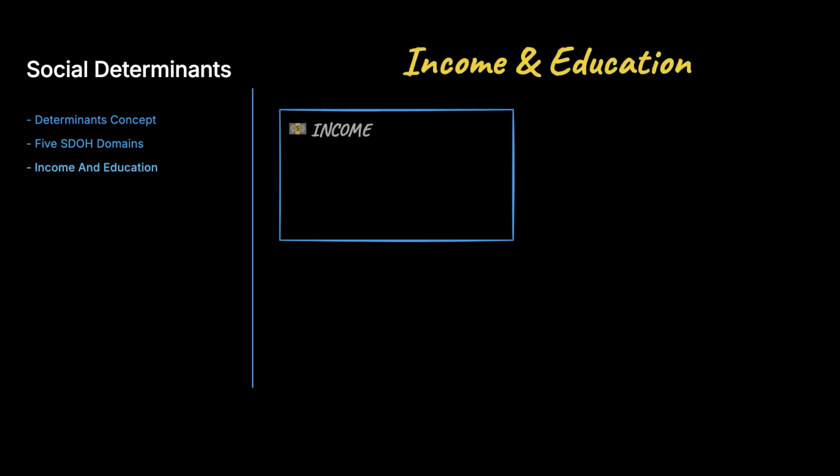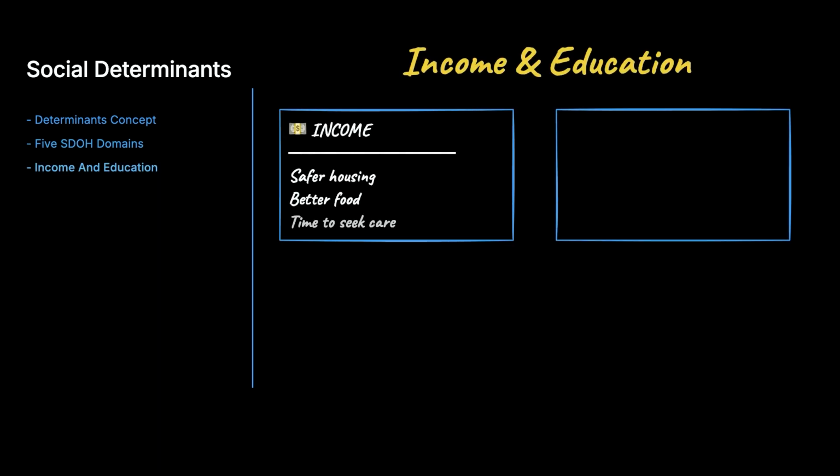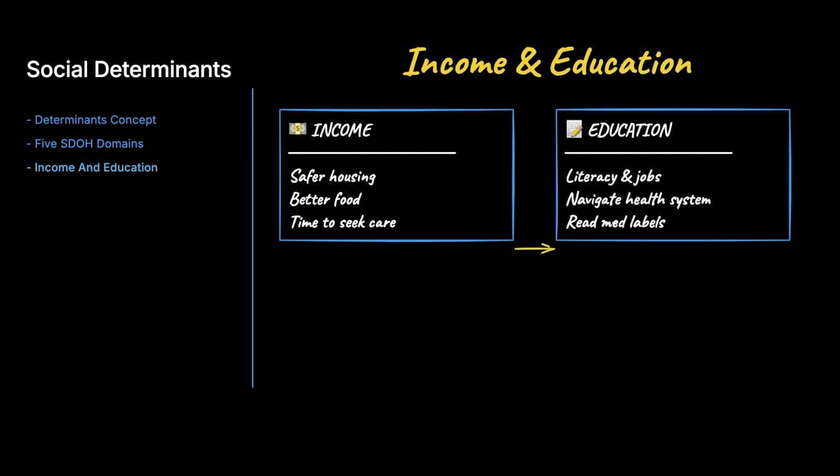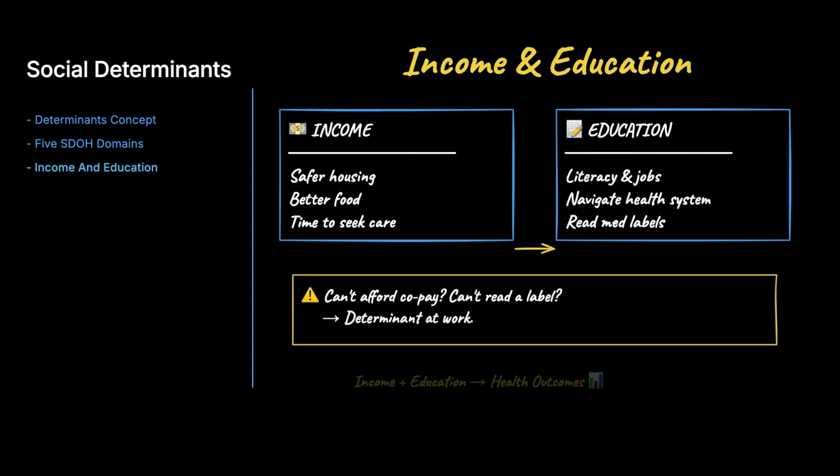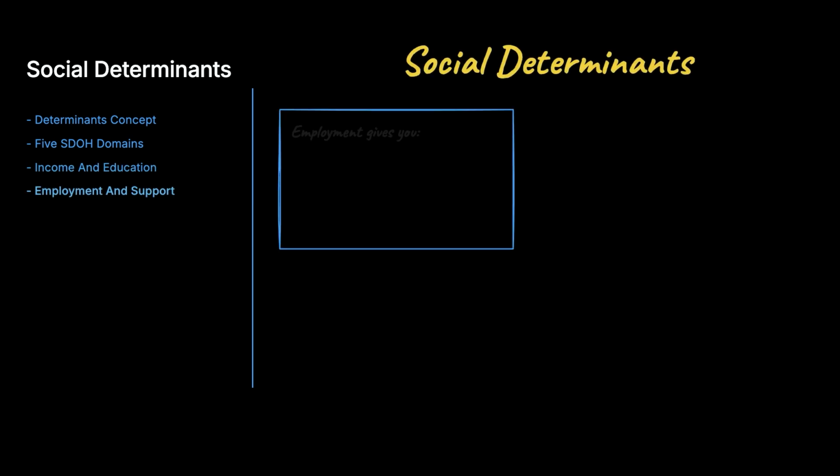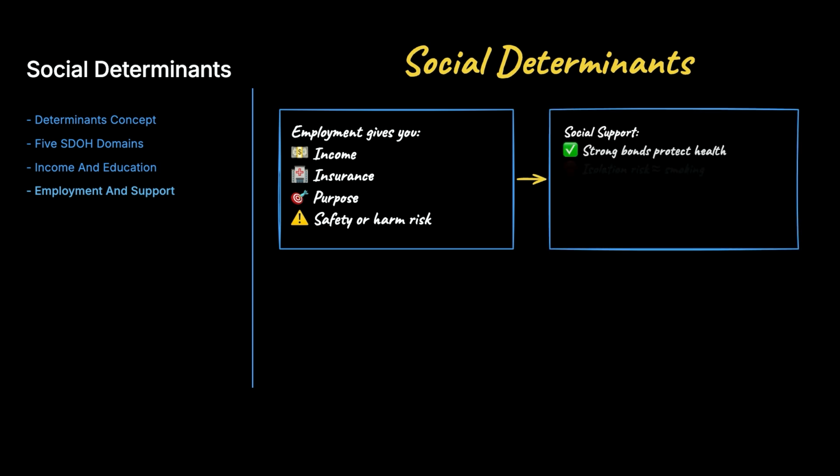Let us walk through the determinants. Income is one of the strongest predictors of health because it buys safer housing, better food, and time to seek care. Education shapes literacy, employment, and the ability to navigate the health system. A patient who cannot afford a copay or cannot read a medication label shows you a determinant at work. Employment and working conditions provide income, insurance, purpose, and either safety or exposure to harm.